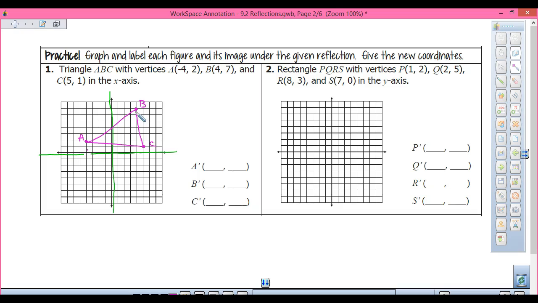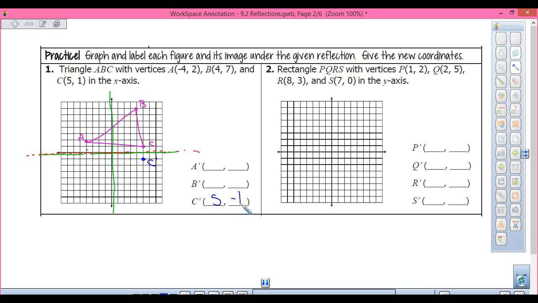Now, it tells us that we are reflecting over the x-axis. So I am reflecting over that line right there. Every point has to be equidistant from that line. If I'm going to do my C, how far is it from the x-axis? It's 1. So on the other side of the x-axis, it needs to be 1 away. So C prime would be right there, which is 5, -1.